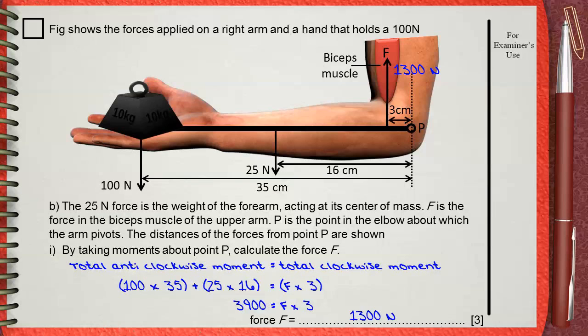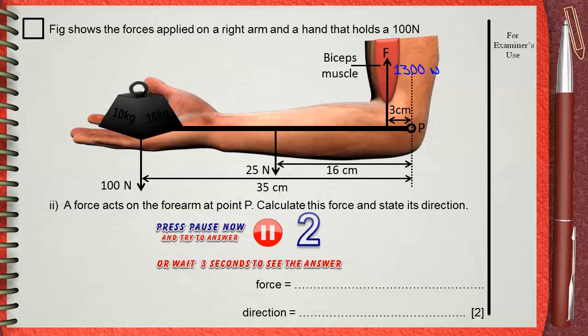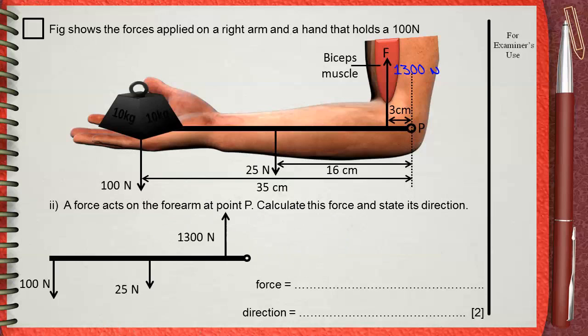Question II. A force acts on the forearm at point P. Calculate this force and state its direction. If we draw a diagram for the forces on the forearm, we will find that 100 newtons downwards and 25 newtons downwards are opposed by 1,300 newtons upwards. But wait a minute, it's clear that there is a missing force, because the first condition of equilibrium is that the total force upwards must equal the total force downwards.